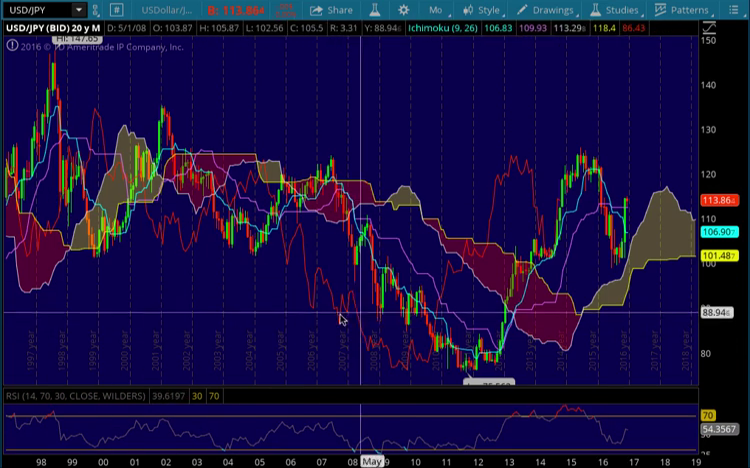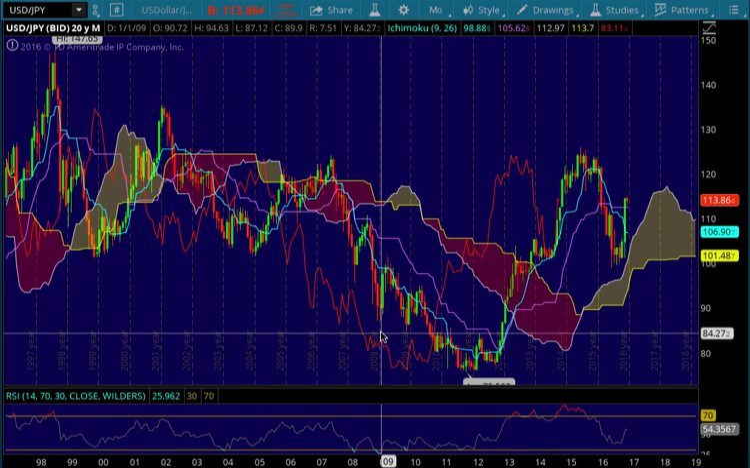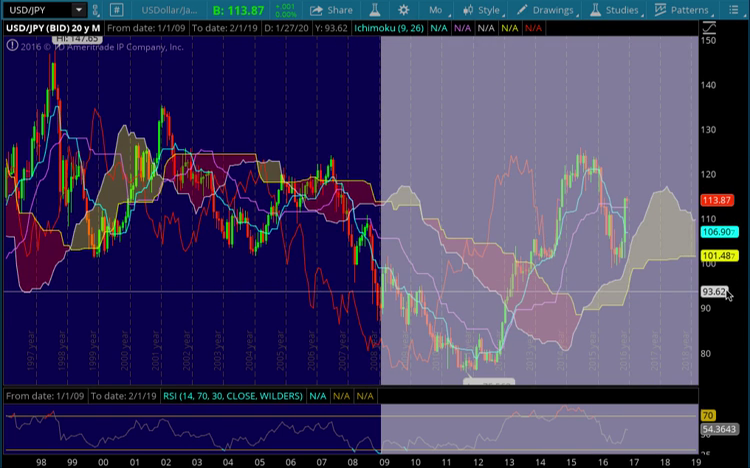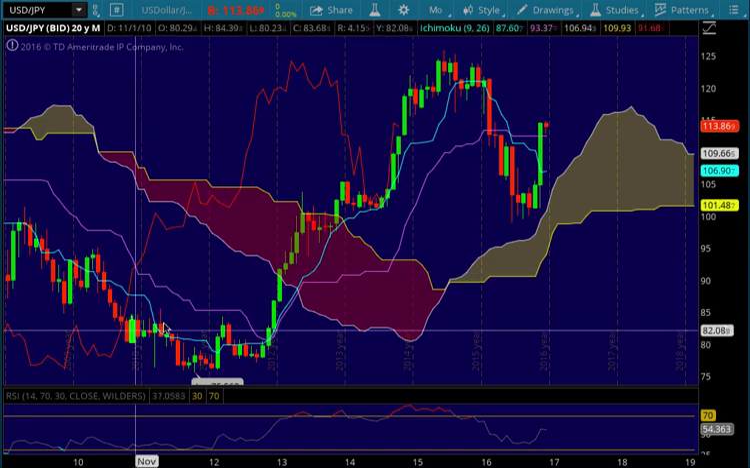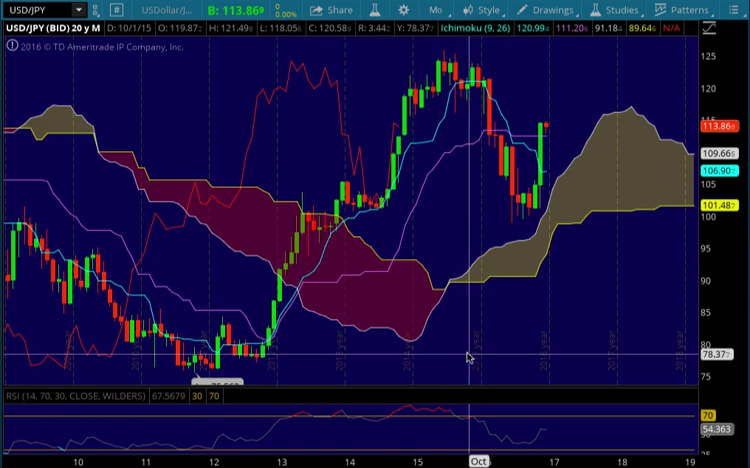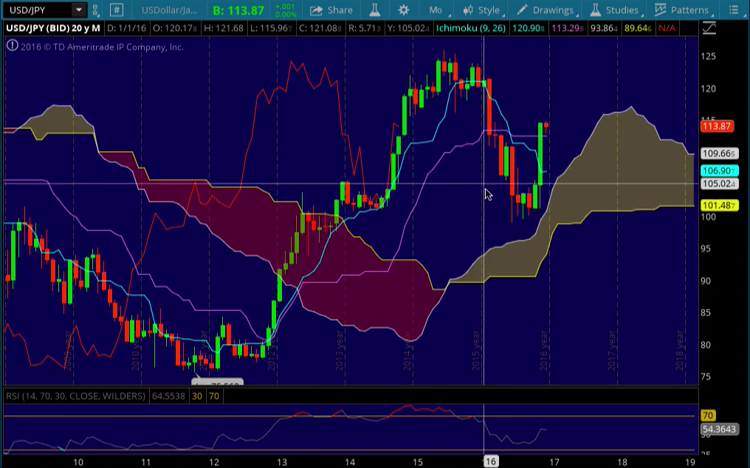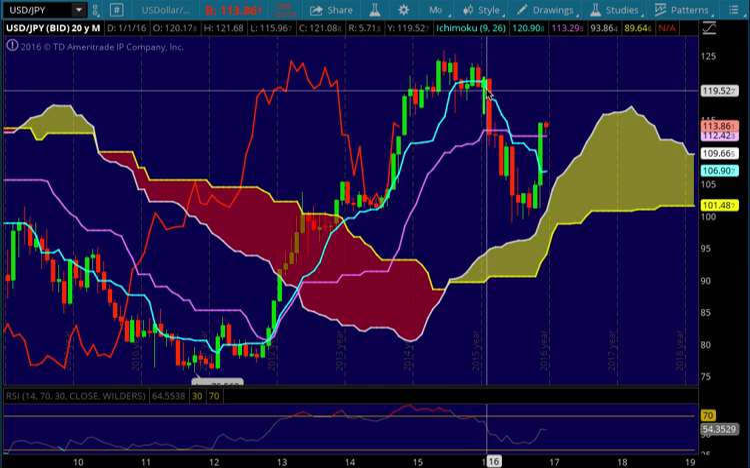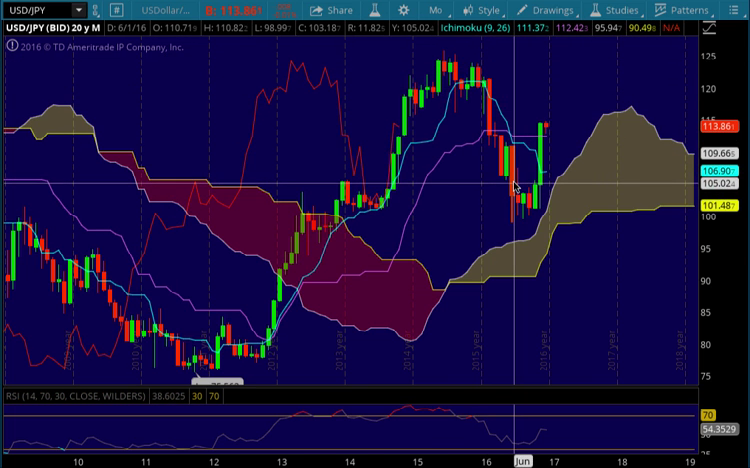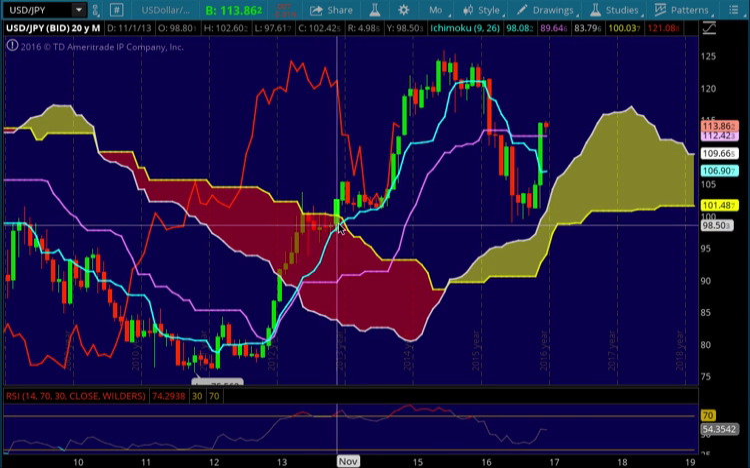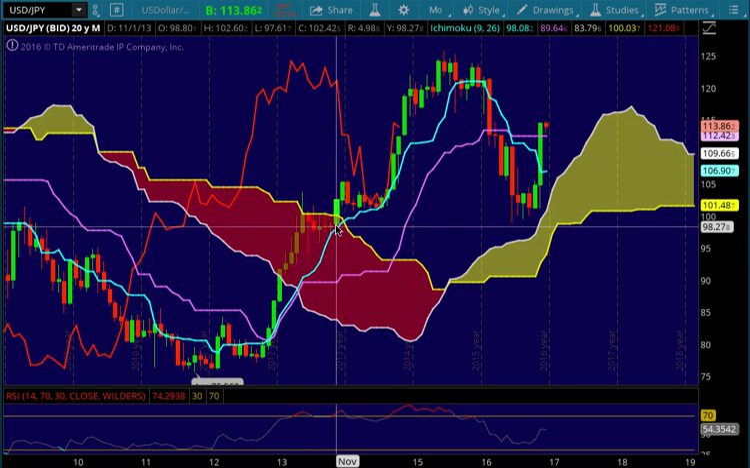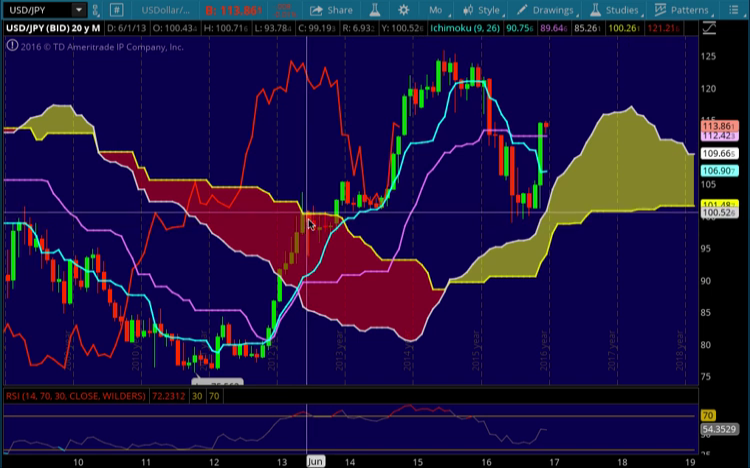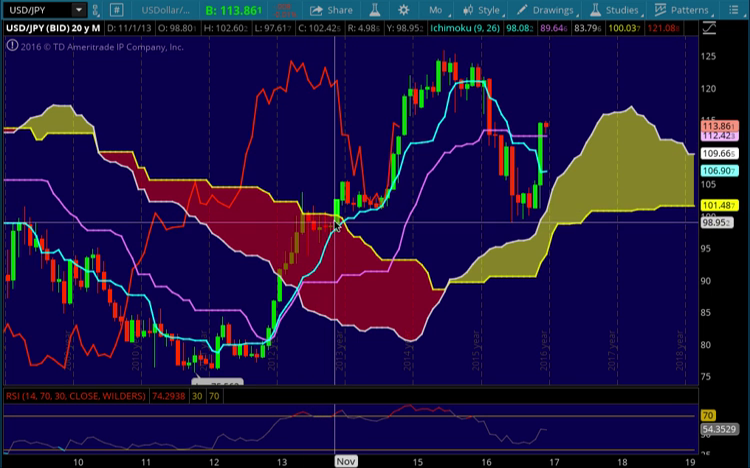So starting off with the dollar yen, looking at the monthly chart, this is the bigger picture. It's quite a mess, so let me zoom in to some more recent era. We're starting at like 2009 here. The dollar yen was in a significant downtrend, but yet still bullish. It's been bullish since it broke out of the cloud here in 2013.